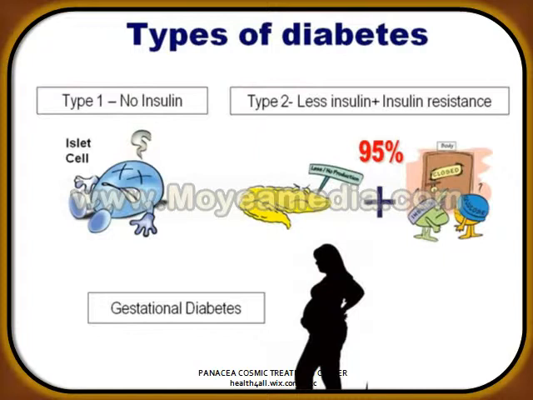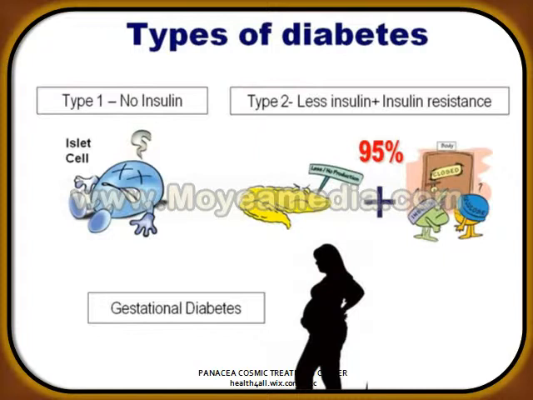There are mainly 3 types of diabetes. Type 1 diabetes, also known as insulin-dependent diabetes or juvenile onset diabetes, accounts for 5 to 10% of all diagnosed cases of diabetes. Type 2 diabetes, also known as adult onset diabetes or non-insulin dependent diabetes, accounts for about 90 to 95% of all diagnosed cases of diabetes.